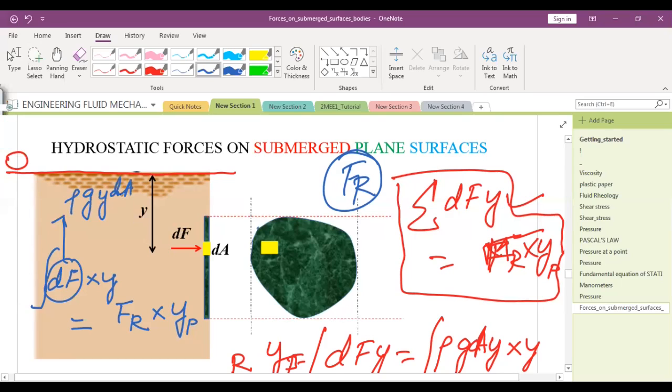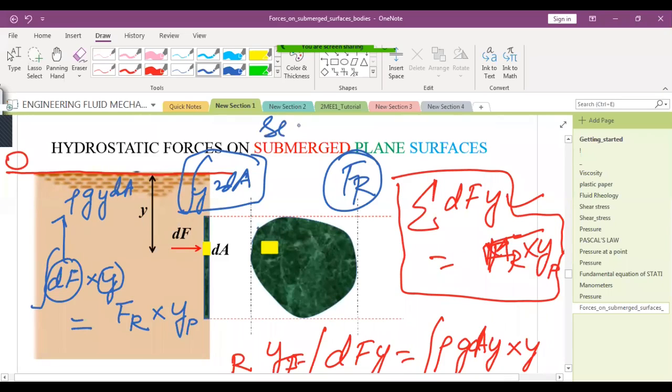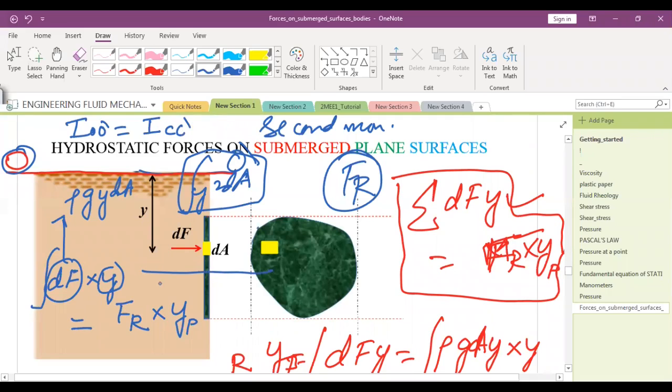y से multiply कर दिया तो ये बेसिकली integral of y square dA आ गया. And y square dA integral is what? Second moment of area. About which axis? This O dash axis. Okay. So I got moment of inertia about O dash axis, and this is also equal to what? Moment of inertia about the centroidal axis, that is CC dash, plus area into distance square. Are you clear?